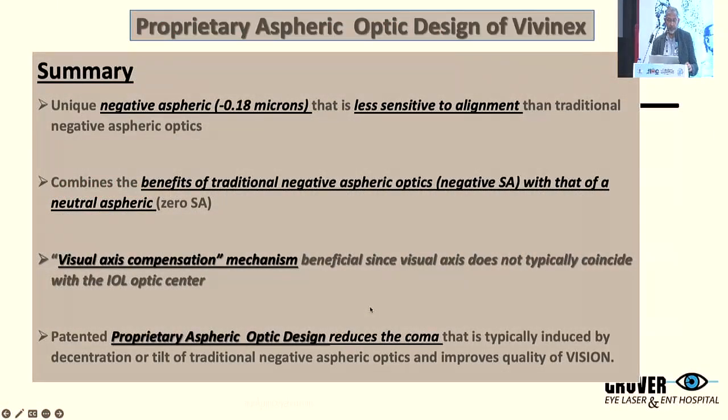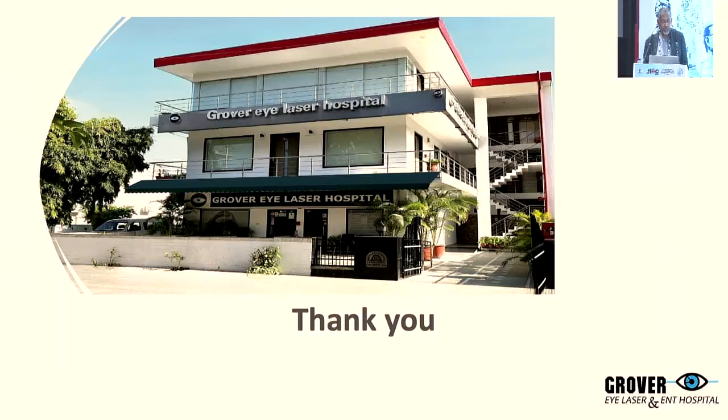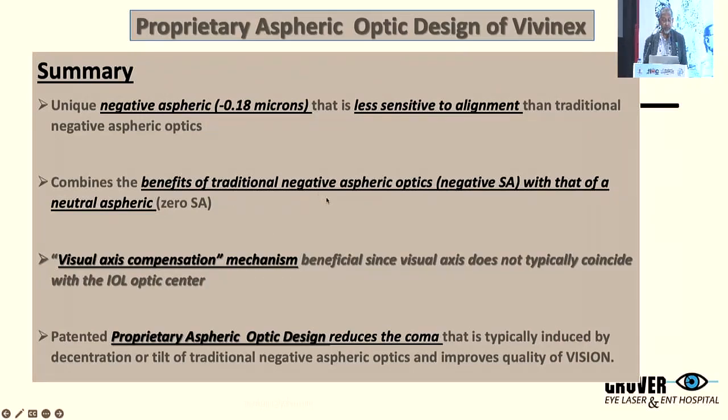So to summarize, all these Hoya IOLs, be it Vivinex, be it Geometric, be it Hoya Impress, all have the same platform with the same optic design. So to summarize, this unique negative aspheric lens platform of Vivinex is less sensitive to alignment than traditional negative aspheric optics lenses. This combines the benefit of traditional negative aspheric optics with that of a neutral aspheric. Like in neutral aspheric, decentration doesn't lead to deterioration of quality of vision.